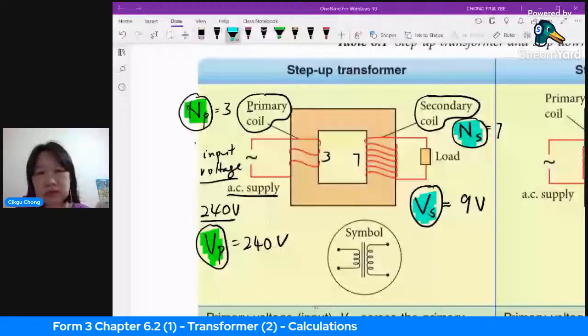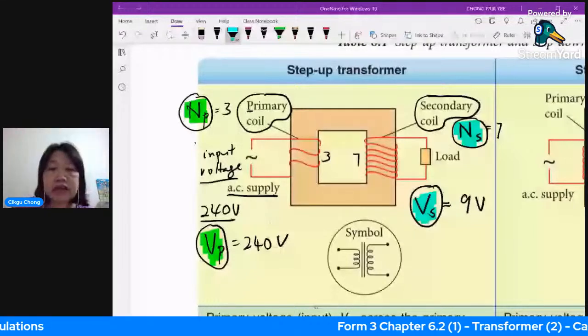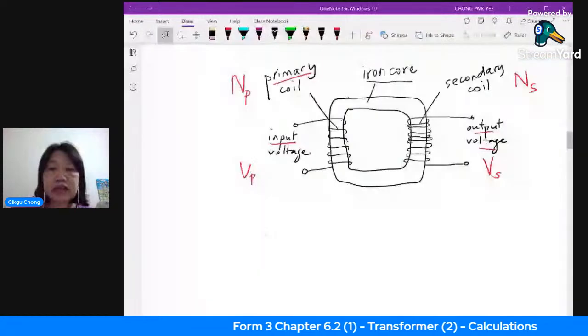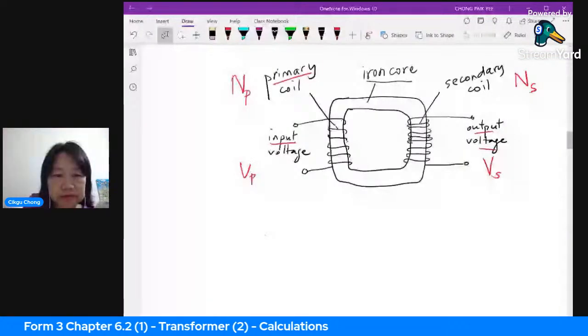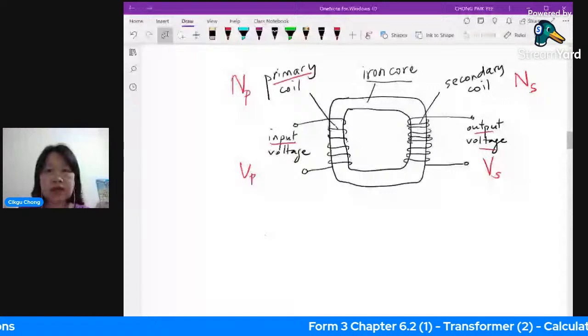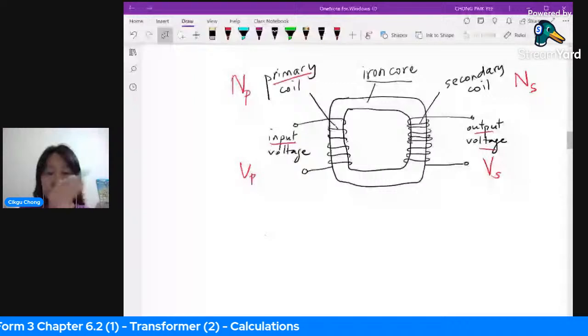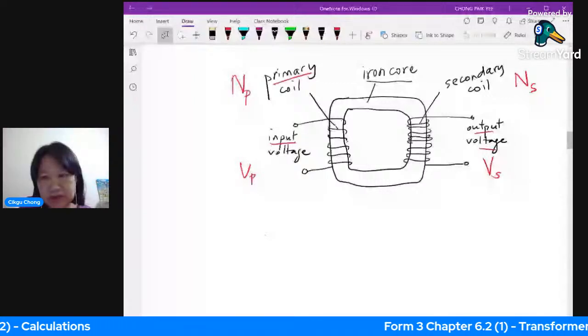Now, how to remember this ratio? Let me see if there are any questions. Okay, nothing so far. First of all, always remember it is V over V equals N over N. Or you can also choose to put it on this side: N over N equals V over V. This is also correct.